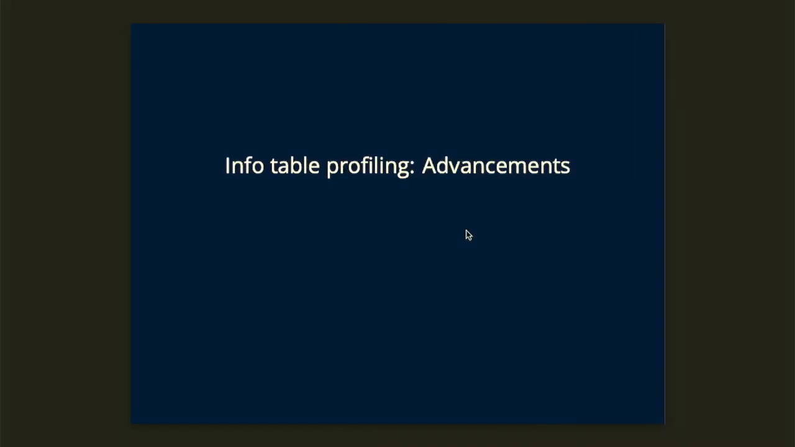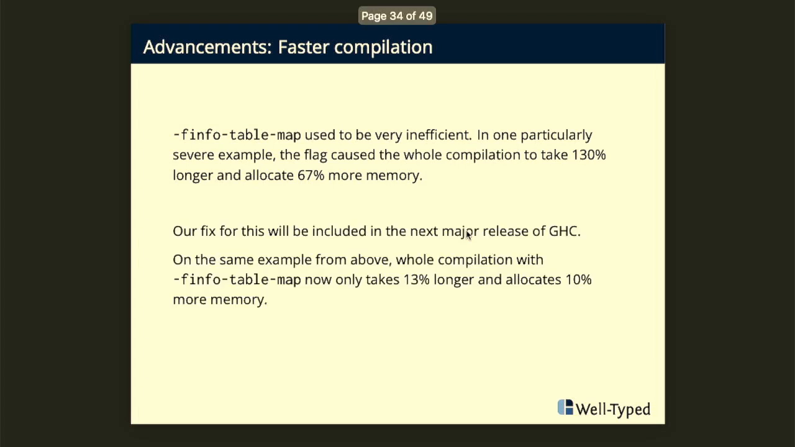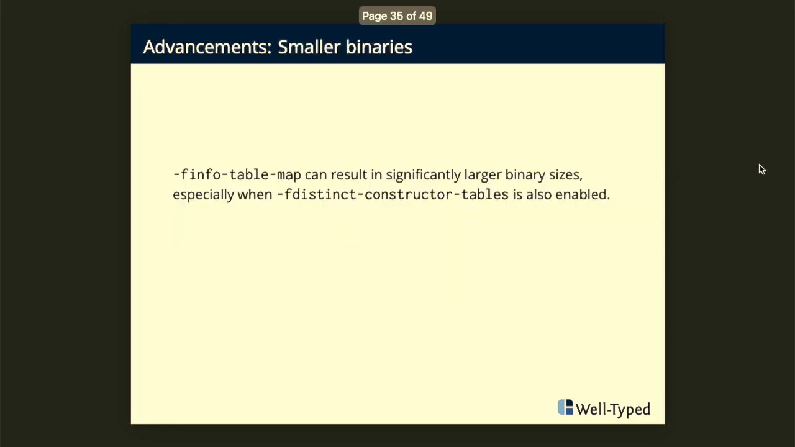So what are these advancements? Well, producing the info table map used to be very inefficient, and on one particularly severe example, the flag caused whole compilation to take 130% longer and allocate 67% more memory. But this will be fixed in the next major release of GHC. And on the same example from above, whole compilation now only takes 13% longer and allocates only 10% more memory. And that's just an improvement that will be free to the users.